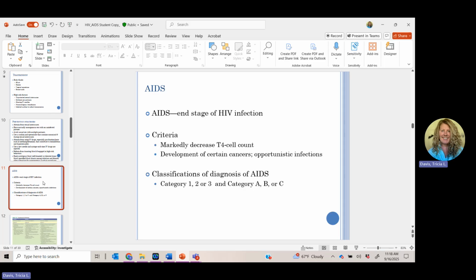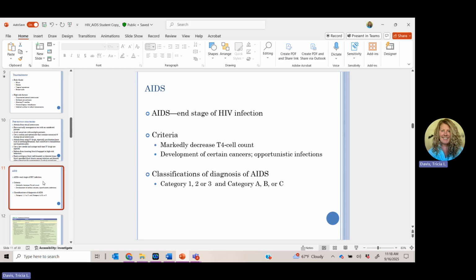So we monitor their T4 cell count throughout early diagnosis and then throughout their treatment. And we're going to talk a little bit more about that. But when we see this T4 cell count get below a certain level, that tells us that you now have transitioned to AIDS. But we don't just look at that T4 count alone.